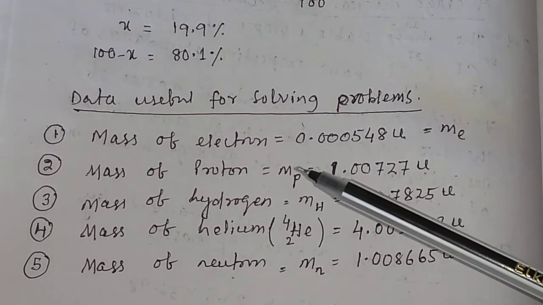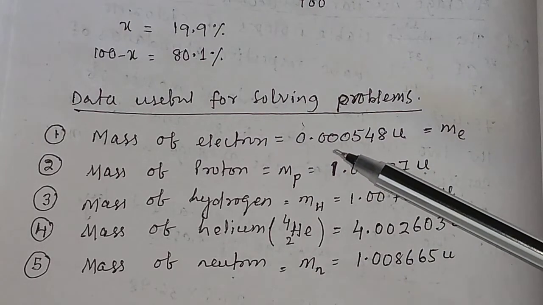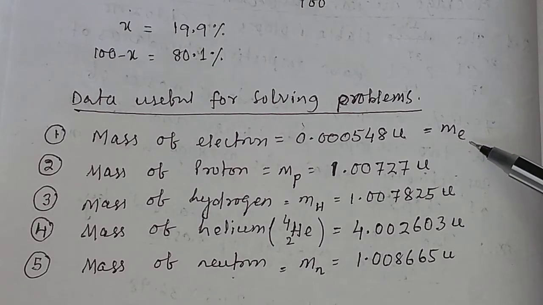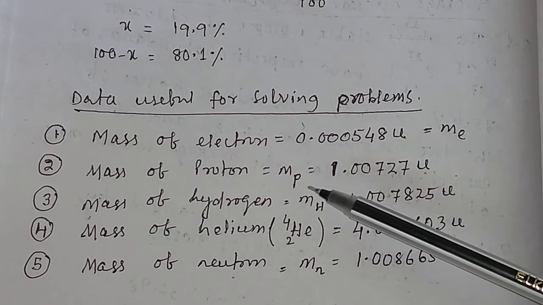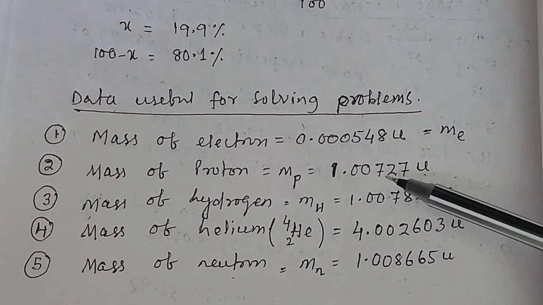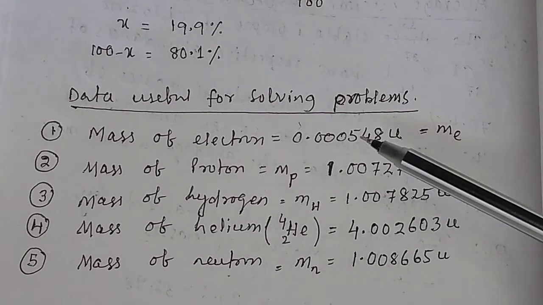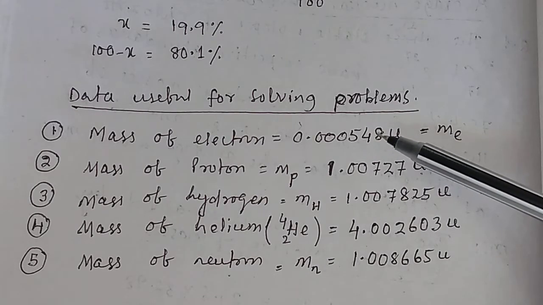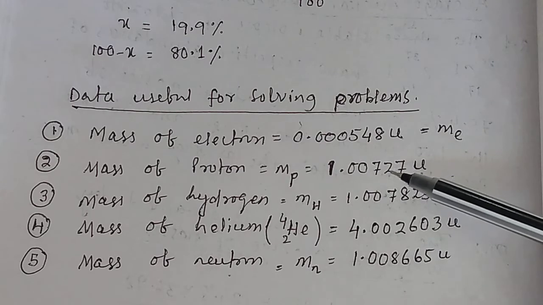You have to remember the mass of electron, which is equal to 0.000548 U, generally written as ME. Then the mass of proton, designated MP, is equal to 1.00727 U. Compare the mass of proton and the mass of electron. This is why the mass of electron is neglected when you calculate the average atomic mass or average nuclear mass.